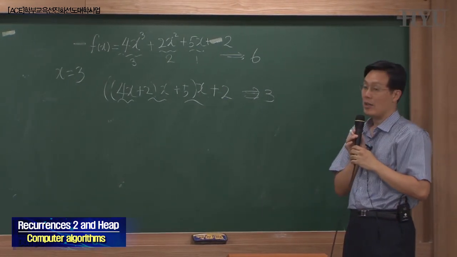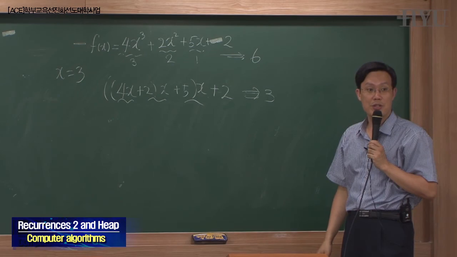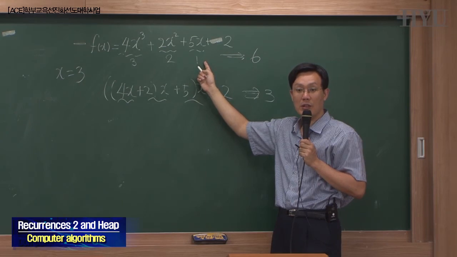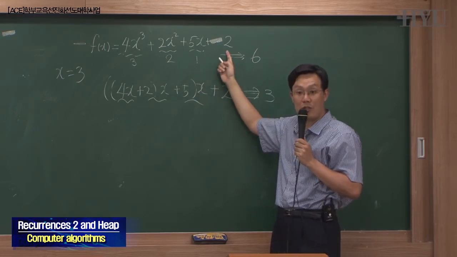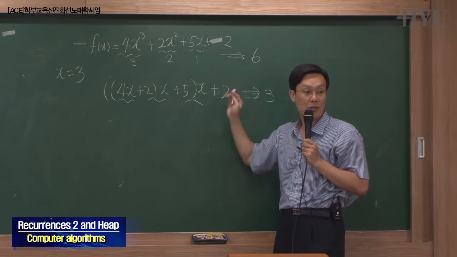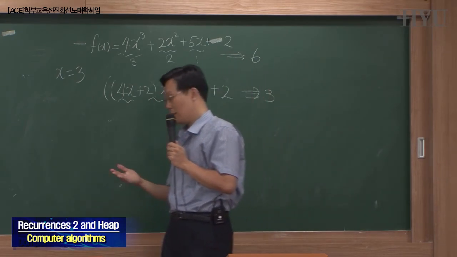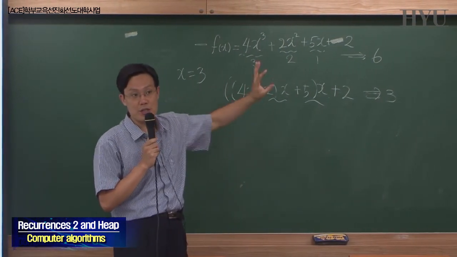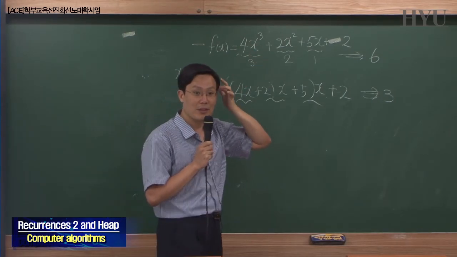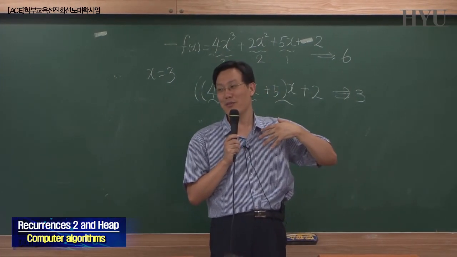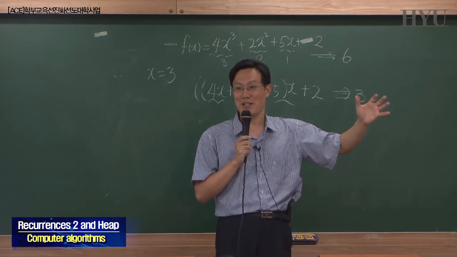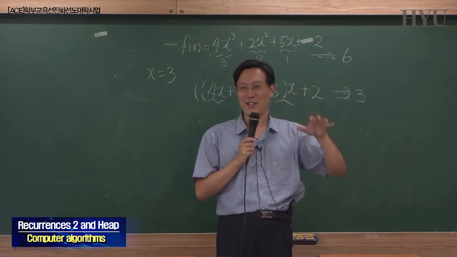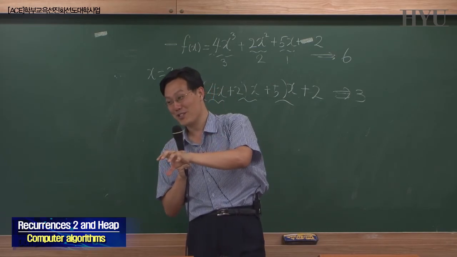And compare the number of additions. How many additions in here? 3 additions and 3 additions. So the number of additions doesn't change. Only the number of multiplications is reduced. It is important. We can remove all multiplications if we use more additions. So it is important to maintain the number of additions.